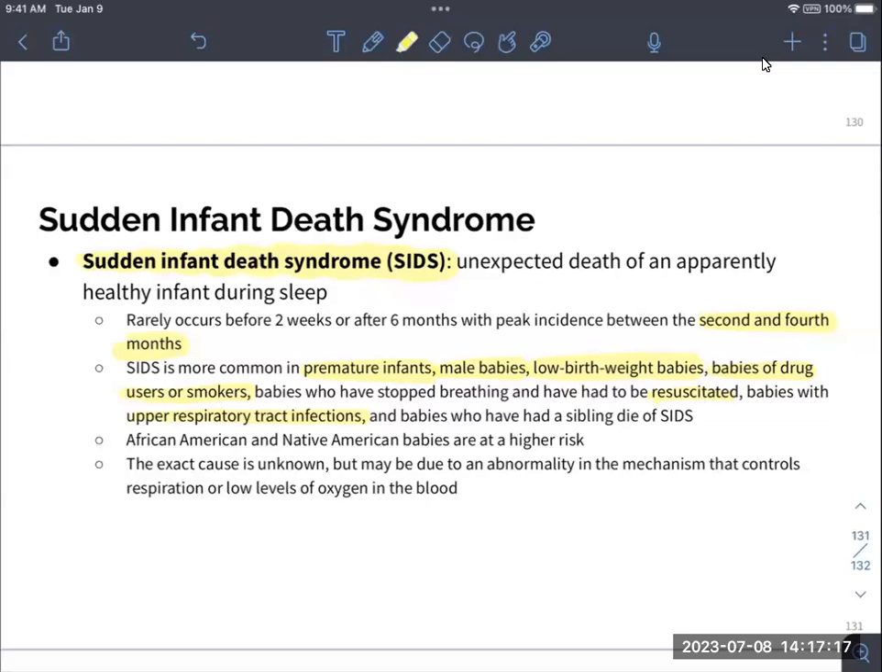But there are some theories. Maybe an abnormality in the mechanism that controls breathing. So in the brain, in the dorsal respiratory group. Low levels of oxygen in the blood may be to blame.